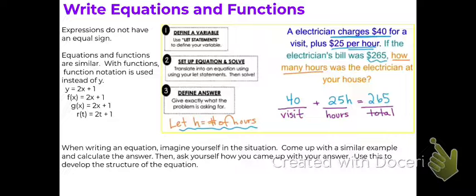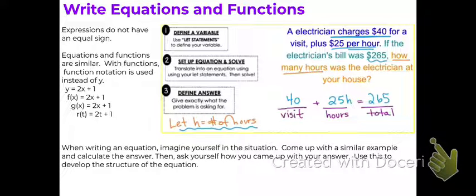Like here, an electrician charges $40 for a visit plus $25 per hour. Think about it. If the electrician was there for 10 hours, how much would I have to pay them? $40 plus 25 times the number of hours, right? 25 times 10. Realize that you know how to do the math. You need to ask yourself, what am I doing? I'm multiplying the $25 times the number of hours. Coming up with those examples helps you to realize which of those numbers is being multiplied by the variable.